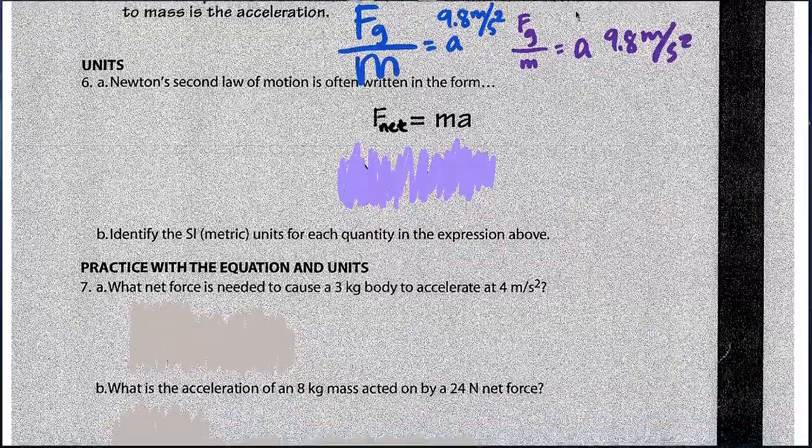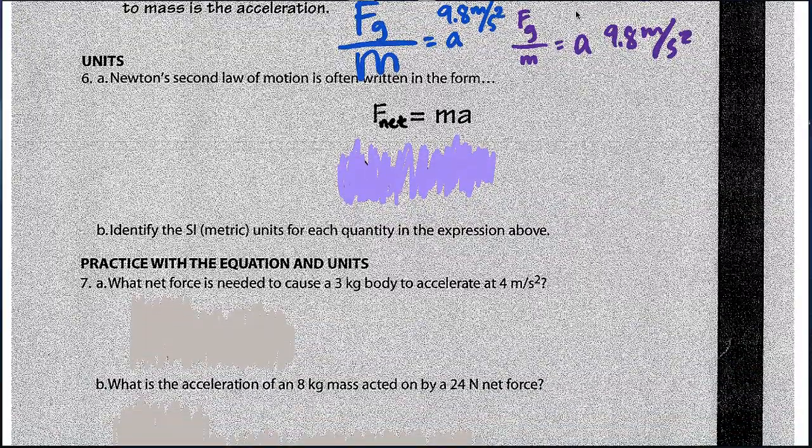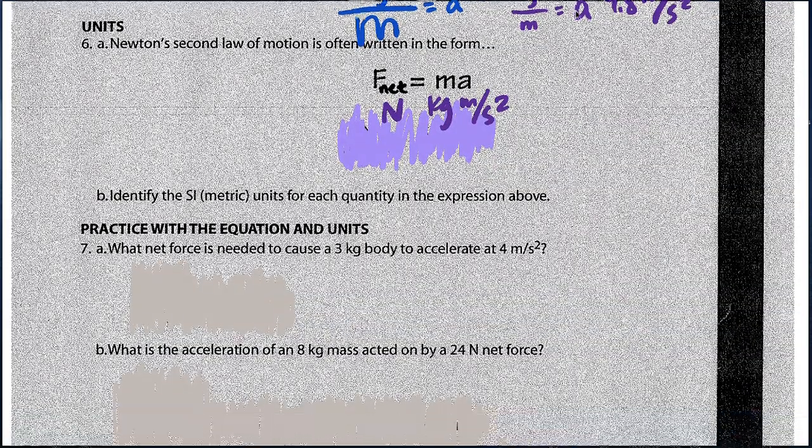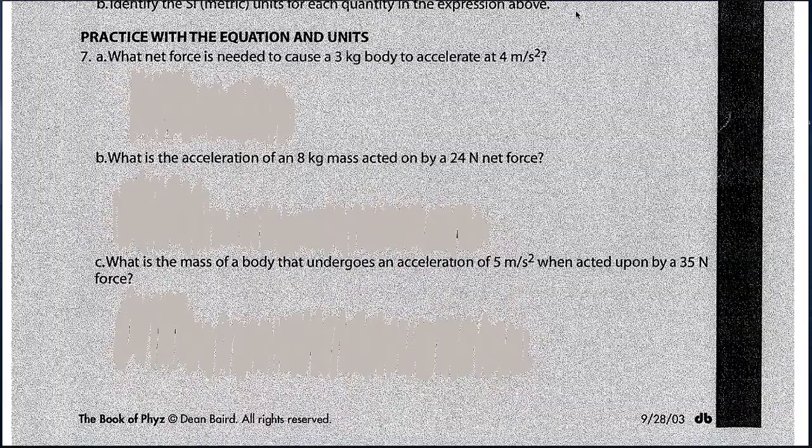All right, so Newton's second law is often written as F net equals ma instead of the way we've been writing it. If we want to identify the units, we're going to do newtons for net force, we're going to do kilograms for mass, and we're going to do meters per second squared for acceleration. Okay, just like we've been doing. So we've got a few that we can practice here.